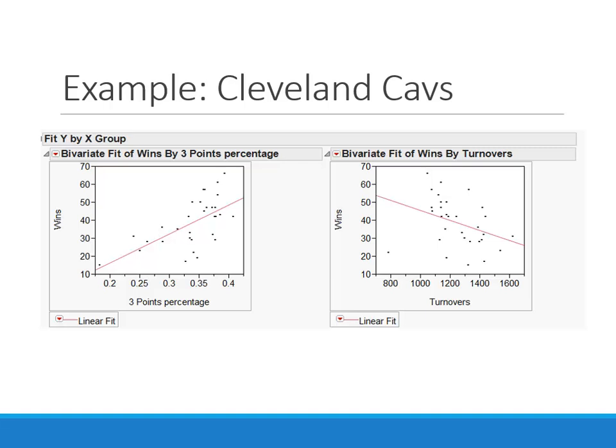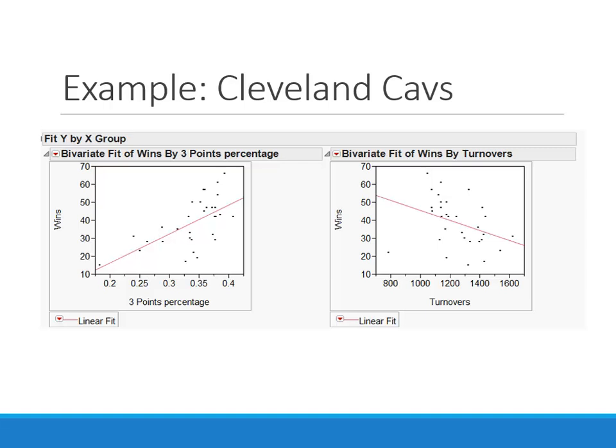So let's start with 3-point percentage. What's the relationship between 3-point percentage and wins there? When you look at a scatter plot, you want to talk about the strength, direction, and form. Is it linear or nonlinear? And then, are there any outliers? So what would you say about the one on the left here?